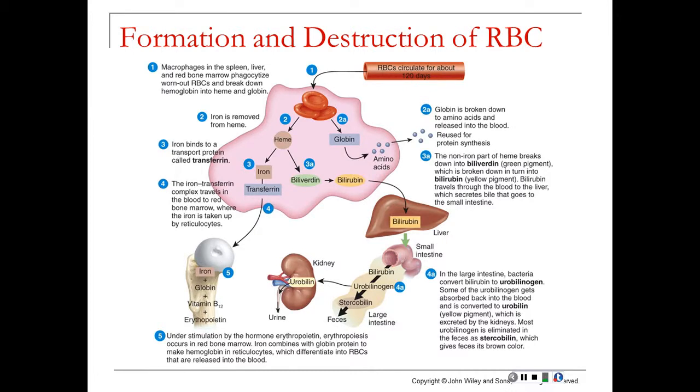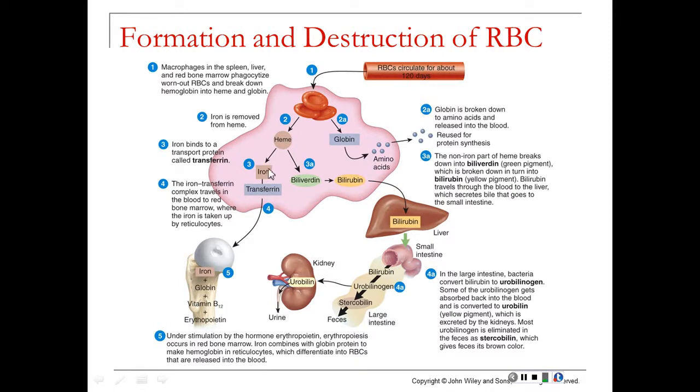red blood cells. The globin protein is broken down into its amino acids, where it's released into the blood, and then those are used to make new proteins in the blood. They can also break down into something called biliverdin, a green pigment. That biliverdin is broken down to bilirubin, which is a yellow pigment. That bilirubin travels to the liver and is used to create the bile that is secreted into the small intestines. So there's two pathways here that take place with the breakdown of our red blood cells.